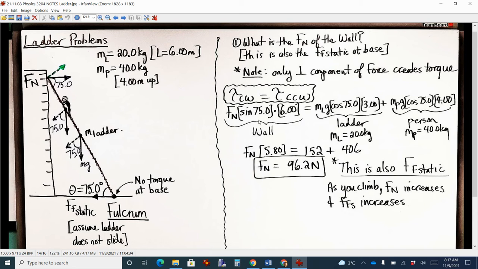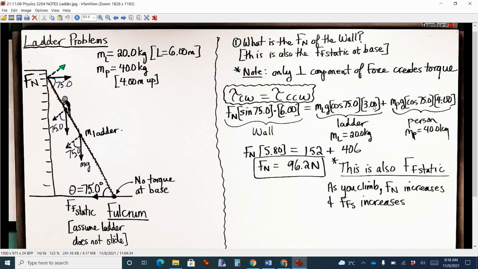Force in the perpendicular direction to the radius multiplied by the radius, how far away that force is being applied from the fulcrum, that's going to be your clockwise torque. Here we have the mg of the ladder. The force is mg. You have to multiply by the cos 75 to turn it into the component that is perpendicular to the radius, multiply by the distance that the center of mass is away from the fulcrum. In this case, it's 3 meters, because that's the midpoint of the ladder. And then you have the person who is 4 meters away from the fulcrum, mg cos 75 again.